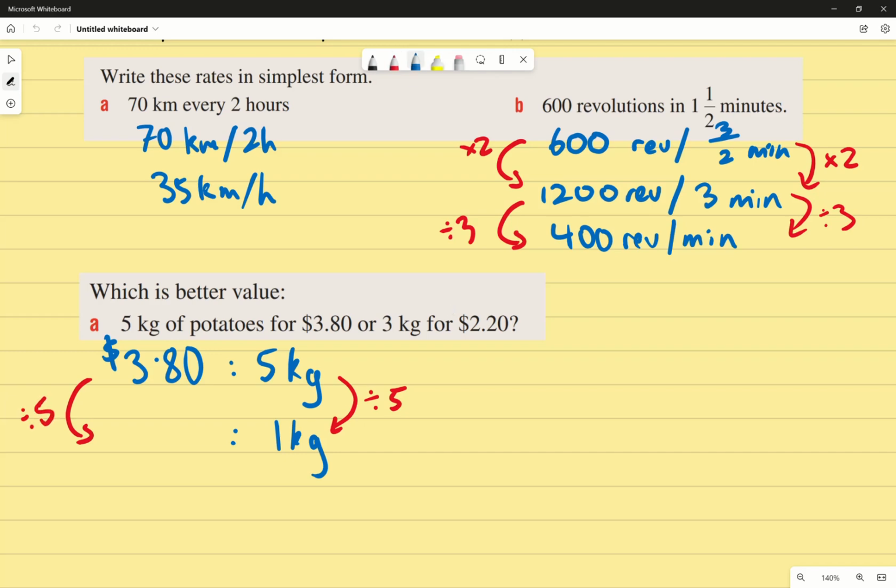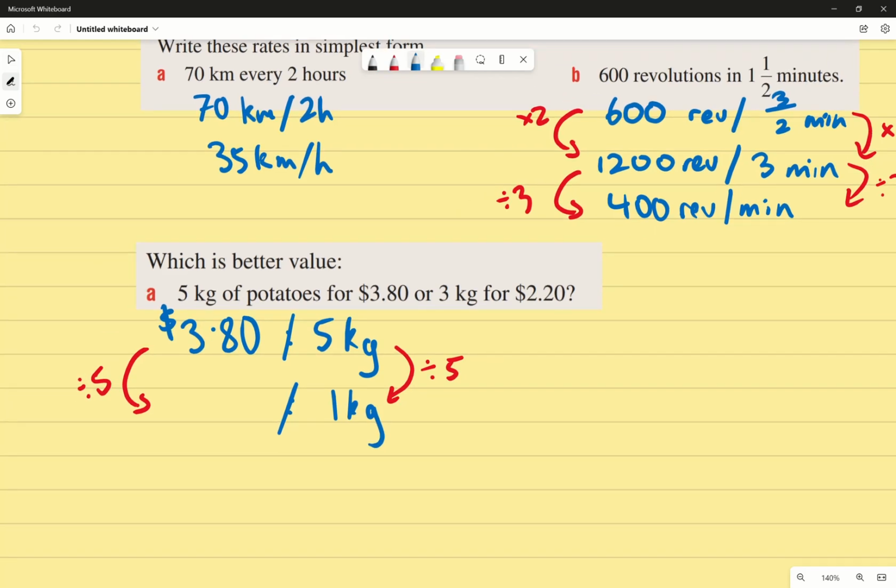Shouldn't that be a slash instead of the plate? Oh yes, thank you for picking that up. It is meant to be a slash. Thank you. All right, so 380 for 5 kilos. What's 380 divided by 5? What's 400 divided by 5? 80. So we're minusing 20, so that actually comes up to 76. So my answer should be 0.76.